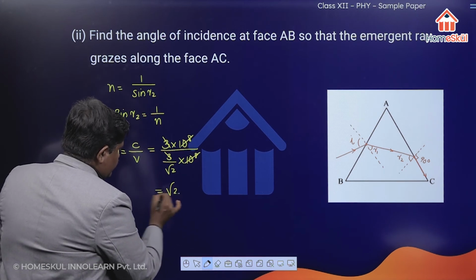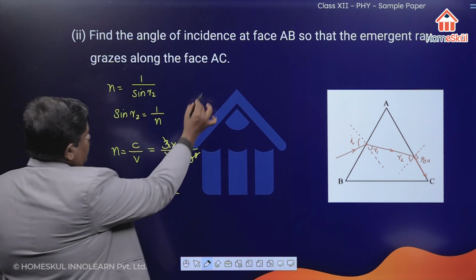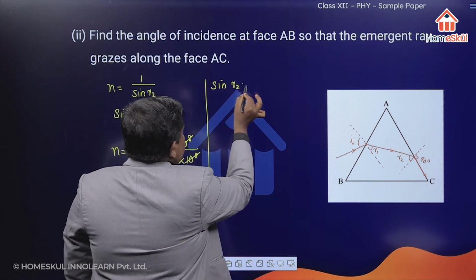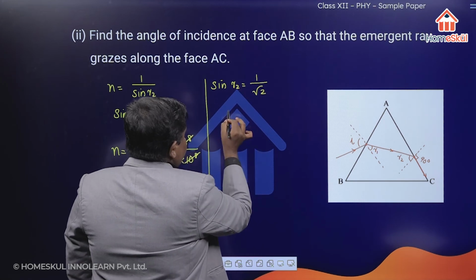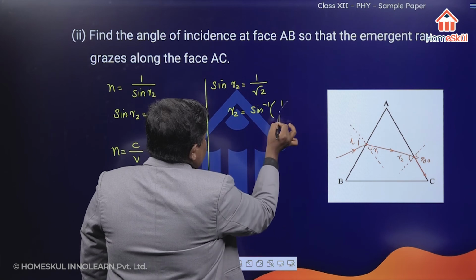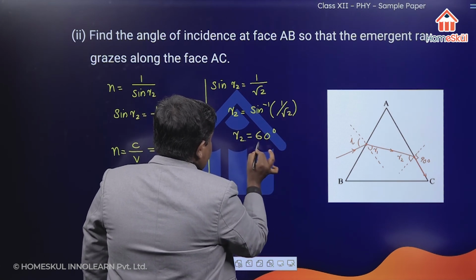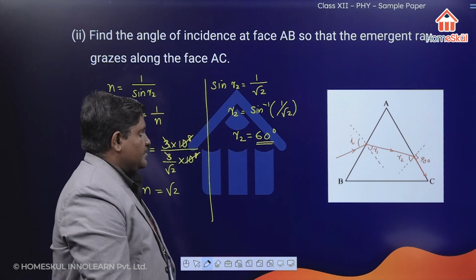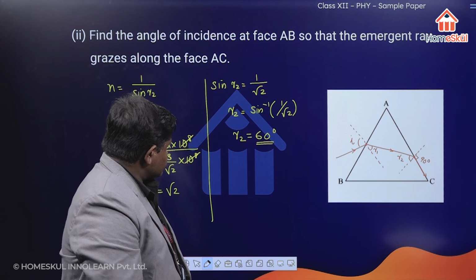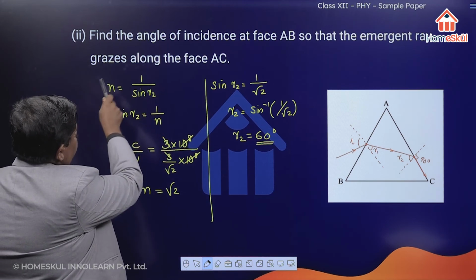We get n equal to root 2, right? Then on substituting, we get sine R2 is equal to 1 by root 2. Therefore, R2 is equal to sine inverse of 1 by root 2, that is equal to 60 degree. So, the value of R2 is 60 degree. Clear? Now we have to calculate the value of I.